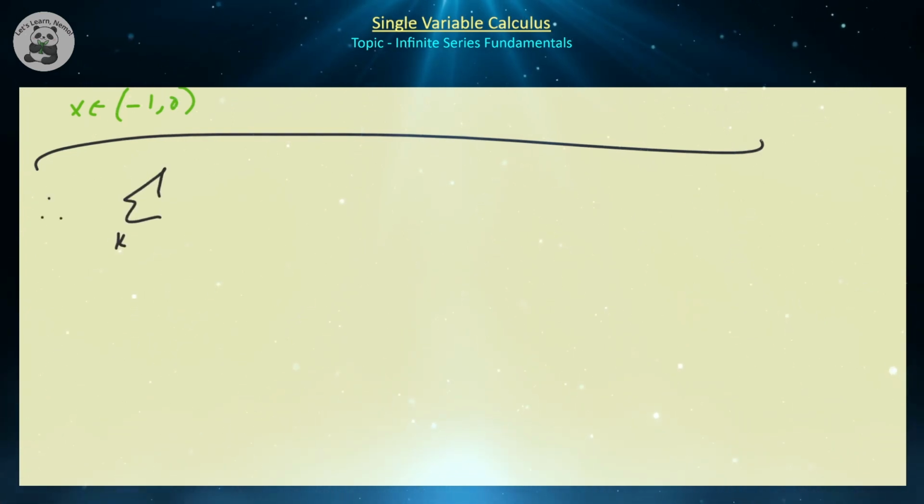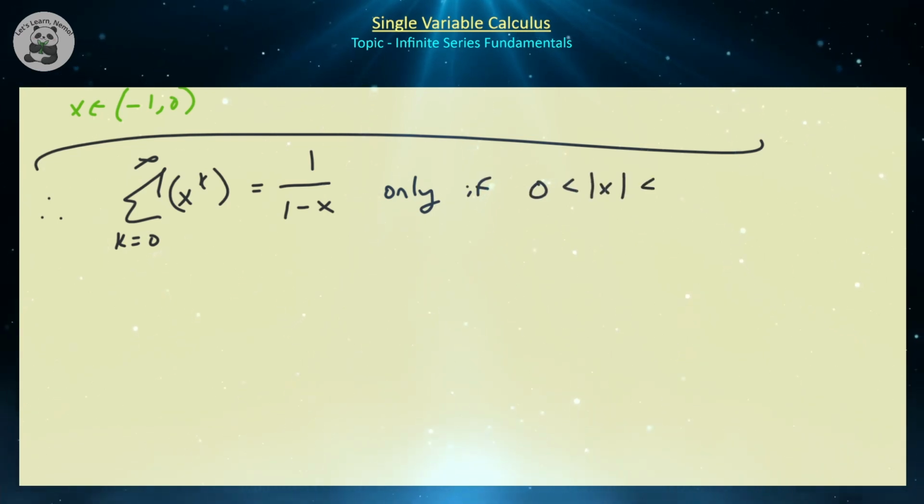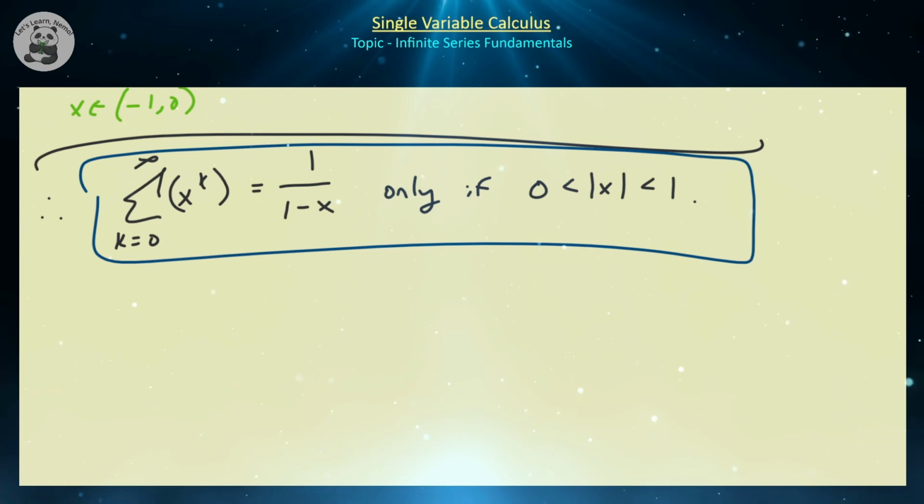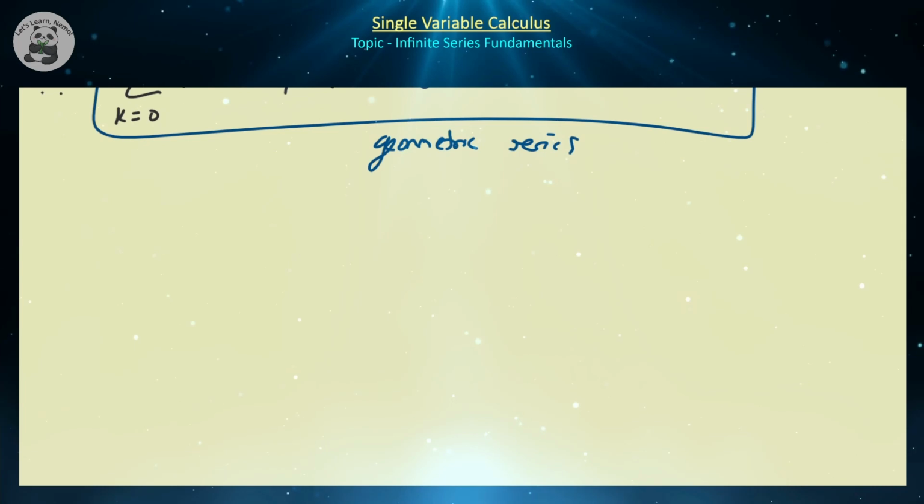So that means the sum from k equals 0 to infinity of x to the power of k is equal to 1 over 1 minus x only if 0 is less than the absolute value of x is less than 1. And technically it will converge when x is equal to 0 if you conditionally define 0 to the power of 0 to be equal to 1. So we have this particular and very magical result, which is sometimes referred to as a geometric series. Right? So let's just look at a couple examples of numerical evaluations of this geometric series.